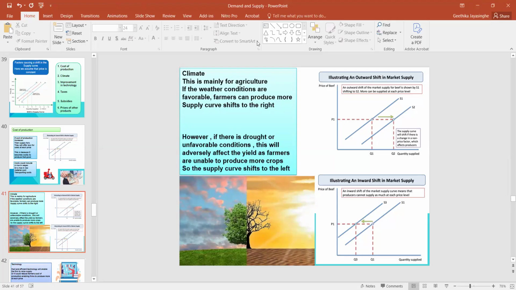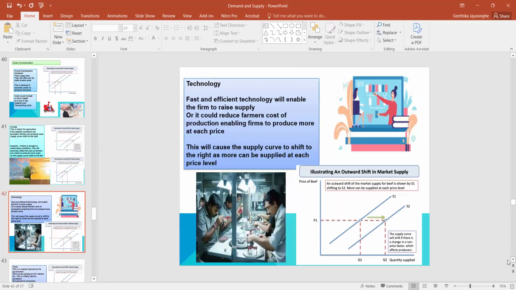Okay. Now, you have seen the recent example, right? I don't have to tell the names, but favorable climate conditions will increase crops and vice versa, right? So that is one situation. Let's take technology, right?